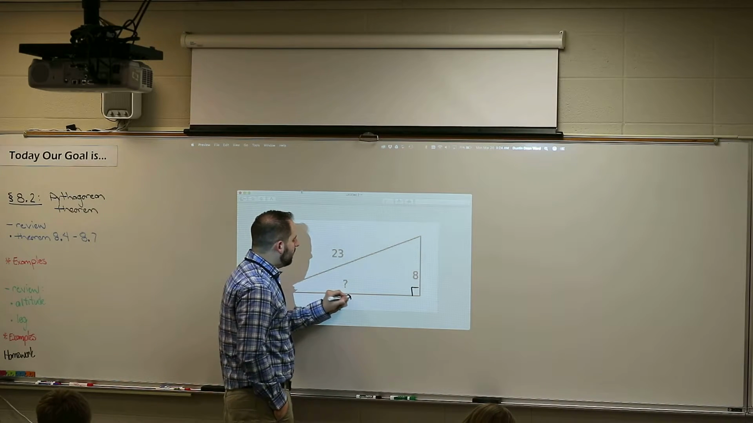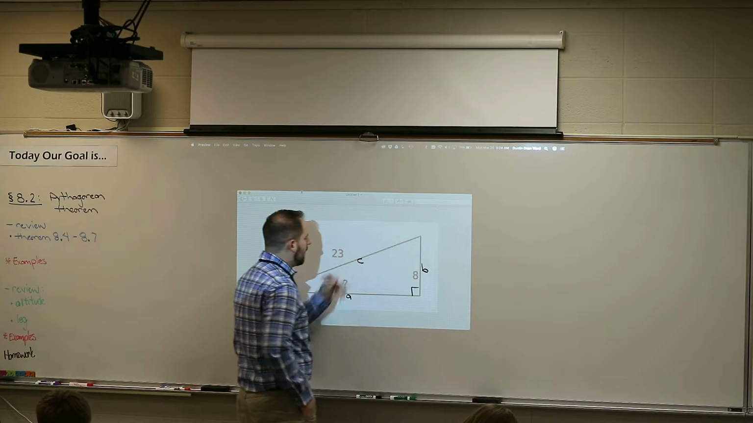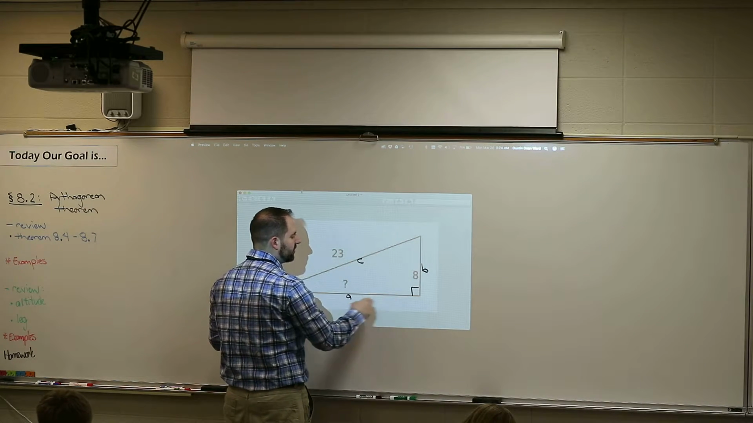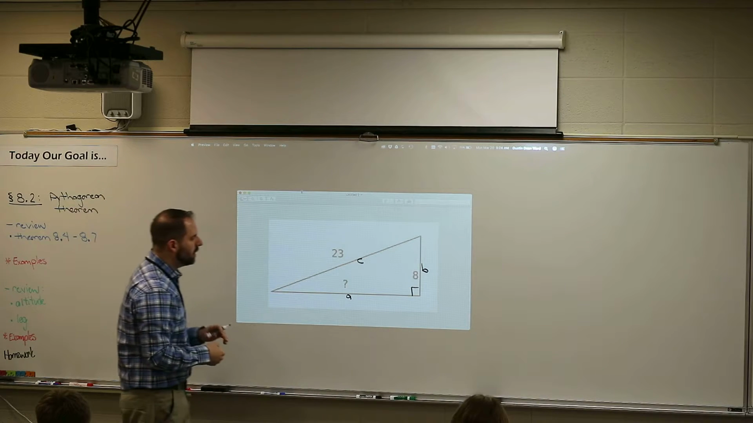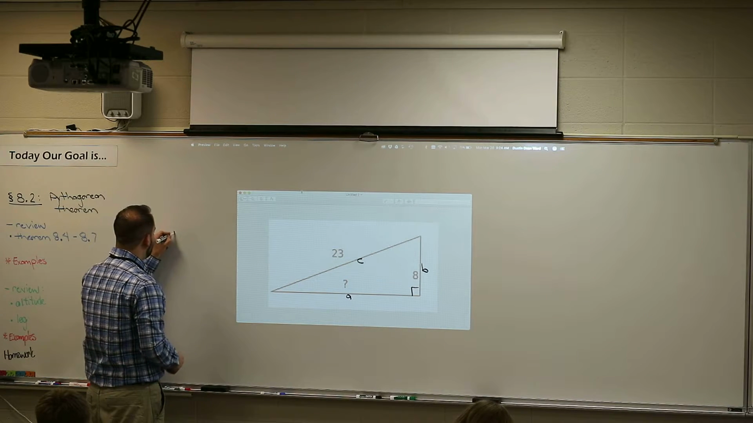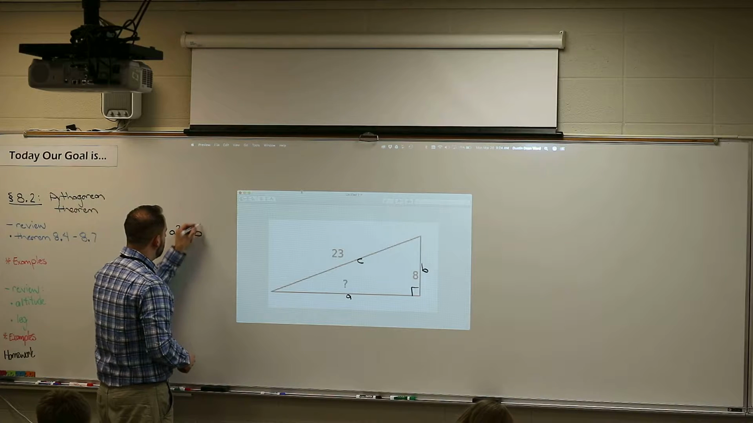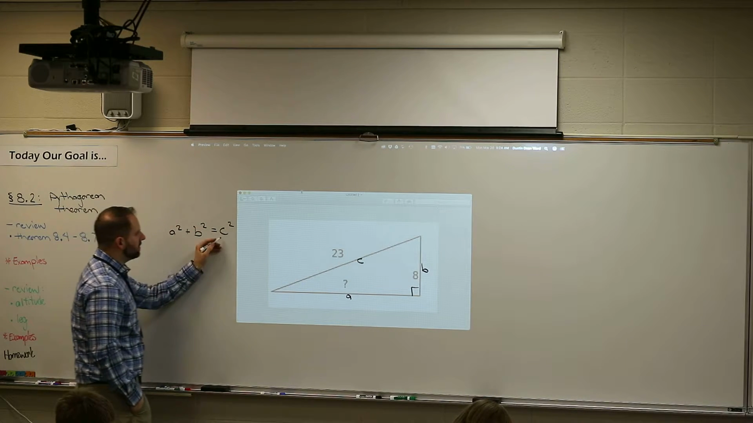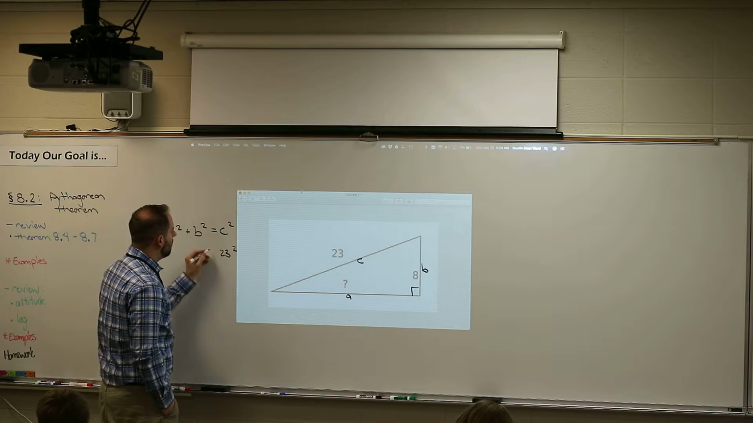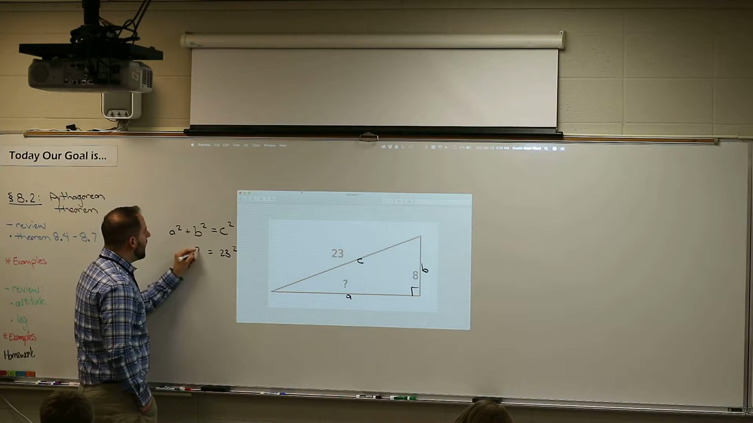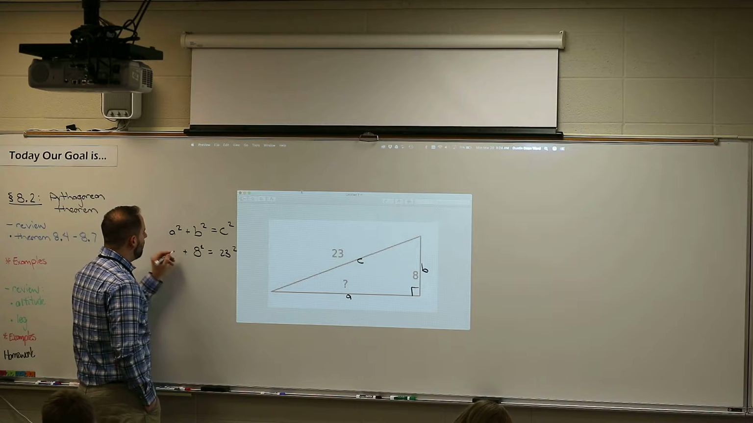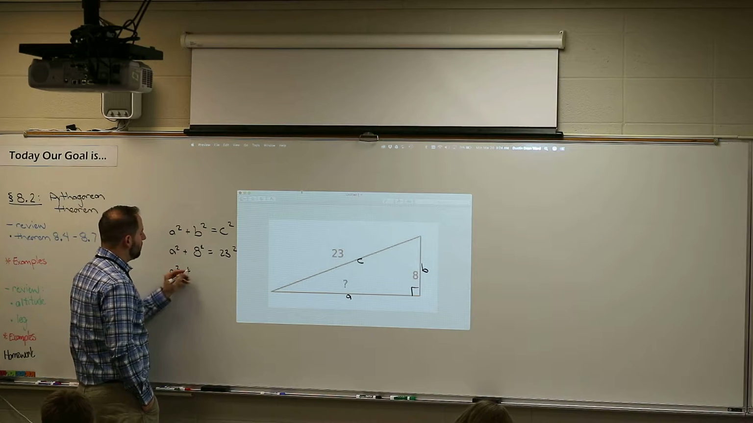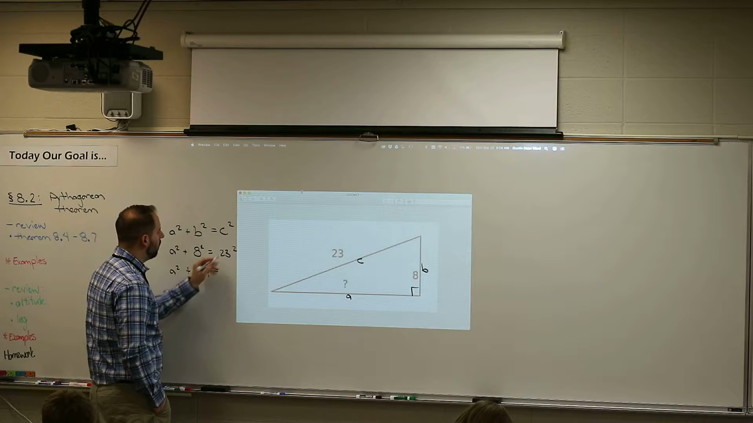So this is my A, this is my B, and this is the C. Now how I know that, this is the biggest wall, because it's the one that doesn't touch the right angle. So these are my A and B numbers, my legs. If you just do the Pythagorean theorem, a squared plus b squared equals c squared, we can find the missing wall. You just have to do a little bit of algebra. So this is the 23 over here squared. The b squared is the 8 squared. And I want to figure out my a. So a squared plus 64 equals 23 squared.